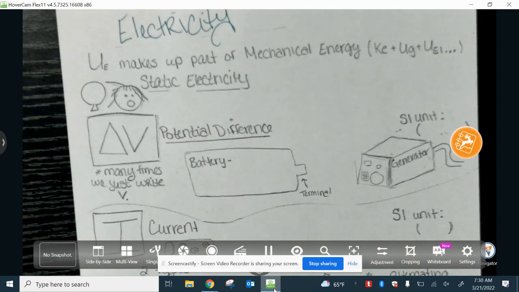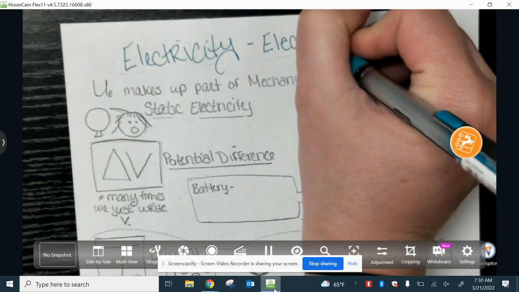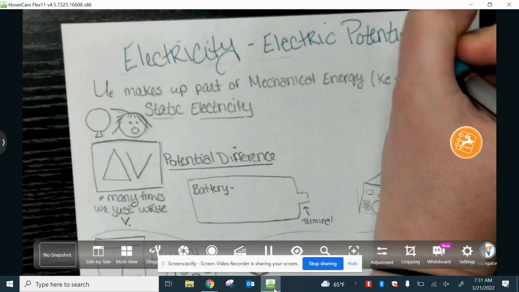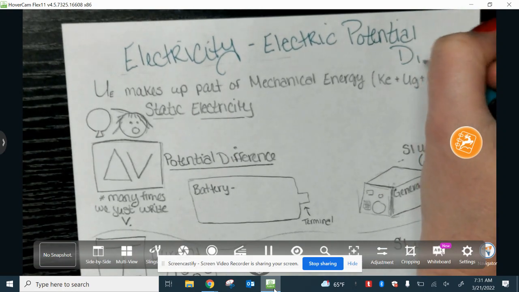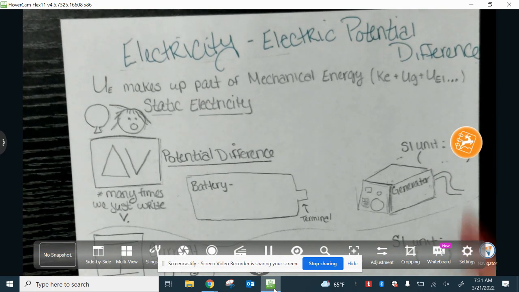Today we're doing electricity, which is really called an electric potential difference. All right.